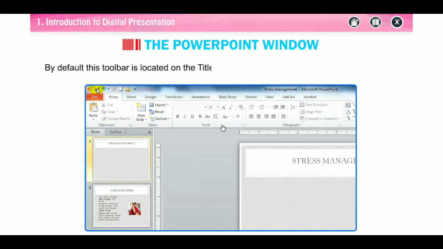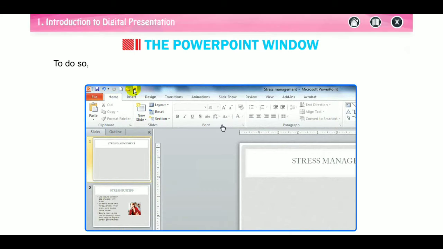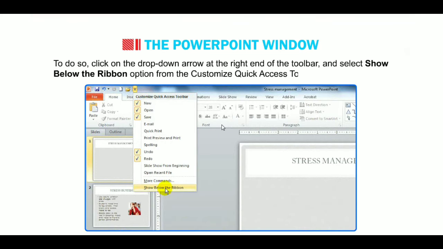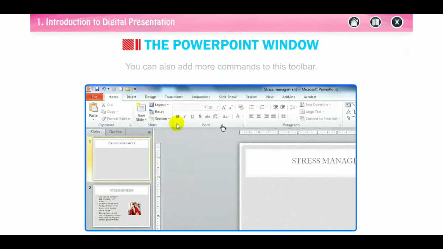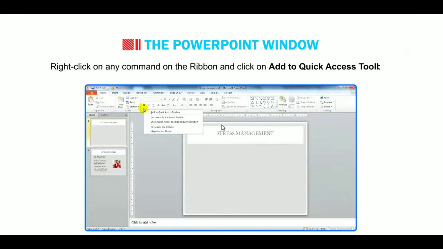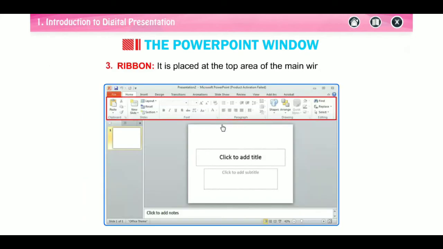By default, this toolbar is located on the title bar, but you can place it below the ribbon also. To do so, click on the drop-down arrow at the right end of the toolbar and select the Show Below the Ribbon option from the Customize Quick Access Toolbar menu. You can also add more commands to this toolbar. Here, Add to Quick Access Toolbar. This command is used to add more commands to the Quick Access Toolbar.